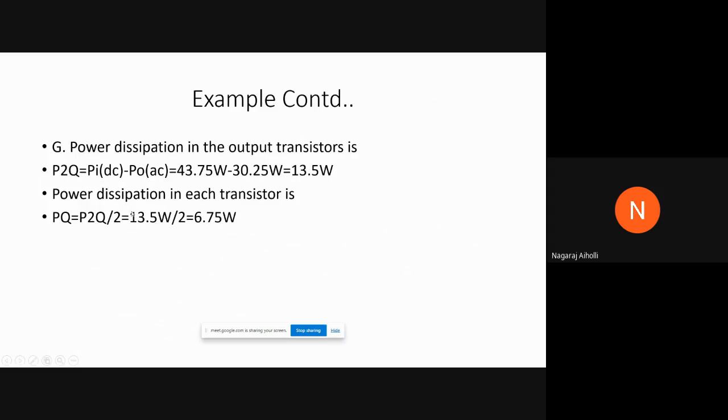Power dissipation in each transistor will be PQ is equal to P2Q divided by 2, that is 13.5 watt by 2. That comes out to 6.75 watt. So this P2Q, what we have derived first, is for both the transistors. If you want to find it for each transistor, then it will be divided by 2. That comes out to 6.75.